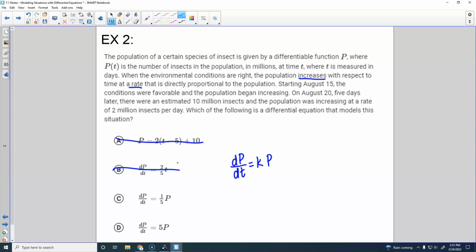I think it's C. Well, these are both increasing, I think. Yeah, but it's the rate. All right, so starting August 15th, the conditions were favorable, and the population began increasing. 5 days later, there was an estimated 10 million insects, and the population was increasing at a rate of 2 million insects per day.